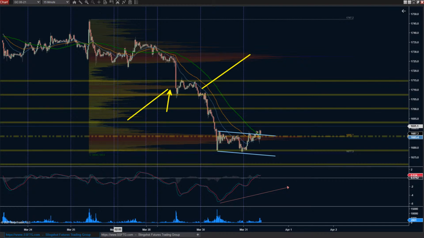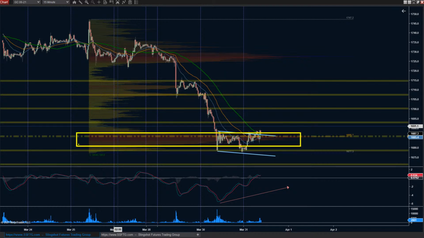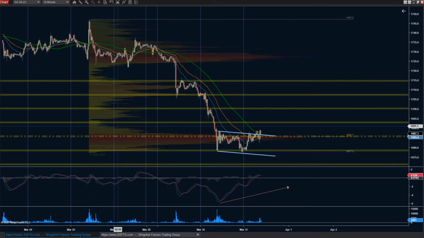So we see volume drying up, and then we get this gigantic chunk of volume that comes in down here in the 1685s. That was so much volume, in fact, that it took over the POC. The POC is now shifted down here. That's a pretty big clue that if there were buyers here and these buyers were stuck and they didn't get out, then chances are, right, they're accumulating. They're buying a little bit more.